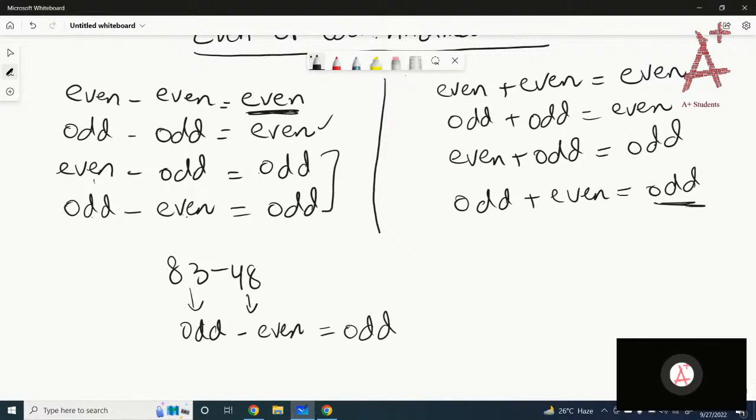Okay, the next one is 48 plus 46, even or odd? So both of them are the same. Both of them are even. So their answer must be even. Got it? So they are very helpful rules. You don't need to add them, you don't need to subtract them. You can just check both the numbers, and if you know the rules, you can know the answer.